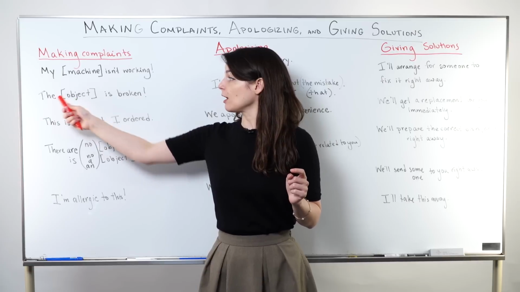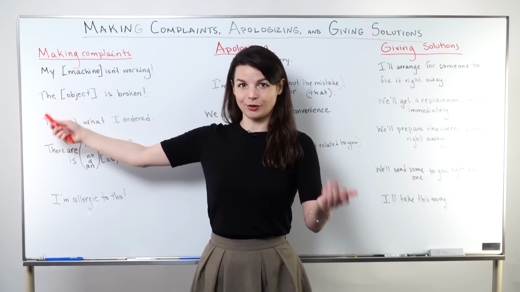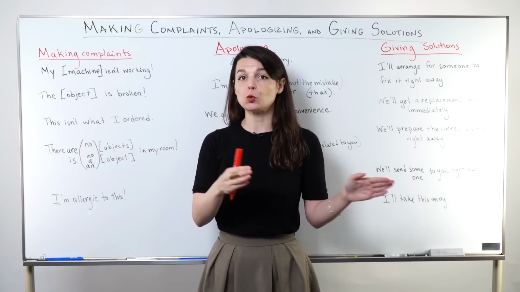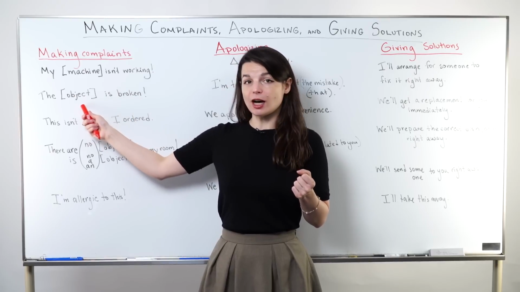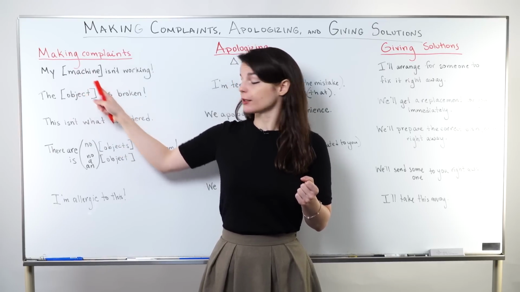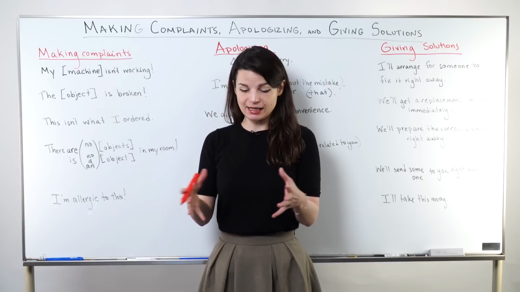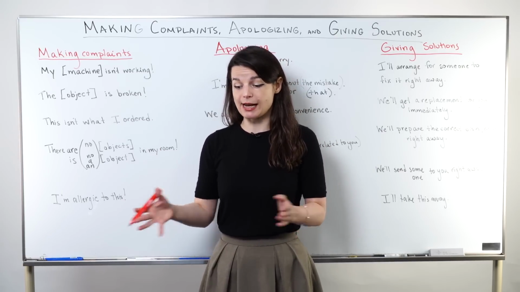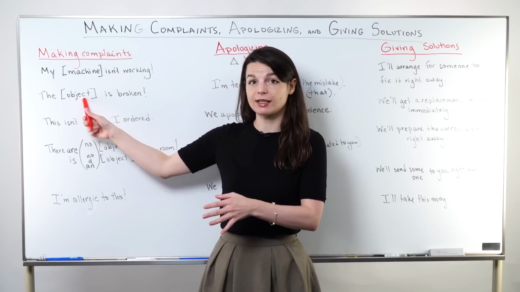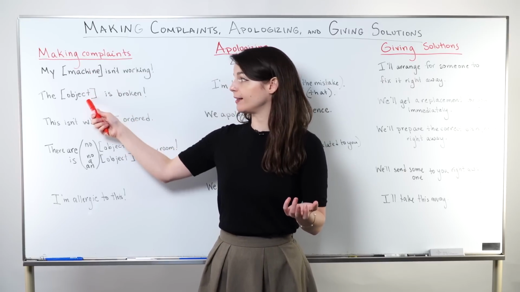Then, this next one is similar. It is, the object is broken, or you could say my or his or her to be specific about whose object. But in this pattern, we can use any object. That includes machines. So when we say is broken, it just means this thing is not functioning correctly, or there's some problem with it. I cannot use this object in this condition. There's some problem.